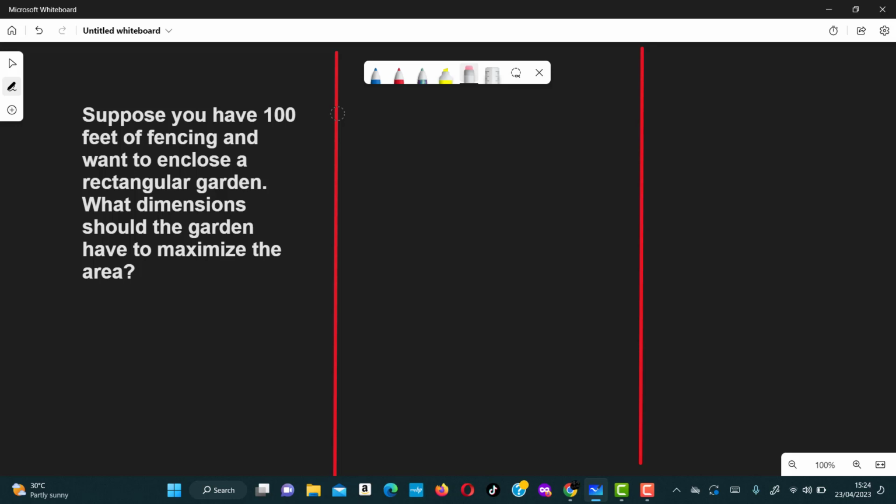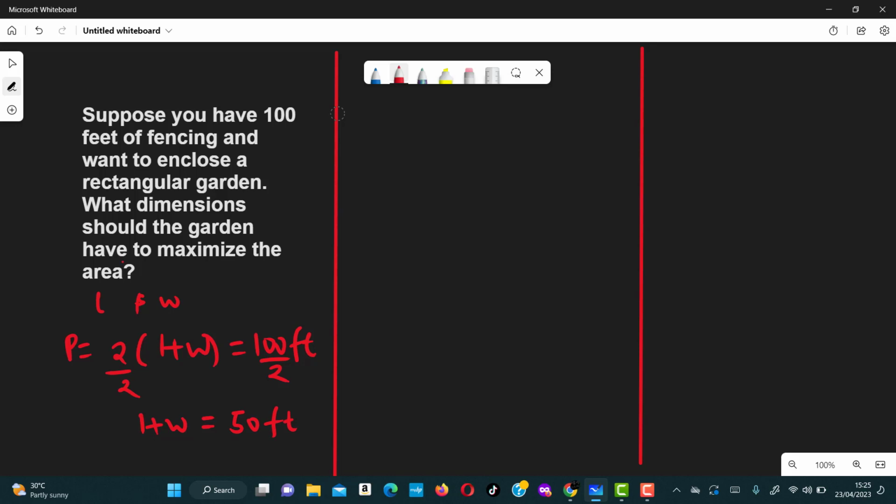To start, we can set up the problem by calling the length of the rectangle small letter L and the width small letter W. The perimeter of the garden is given by perimeter equals 2 times (length plus W). In this case, it is 100 feet. Now, with this equation, we can find length plus W by dividing both sides by 2, and that gives us 50 feet.